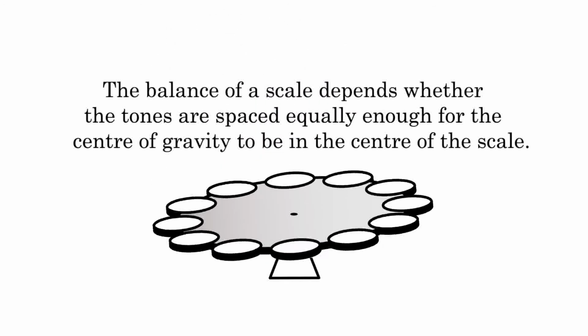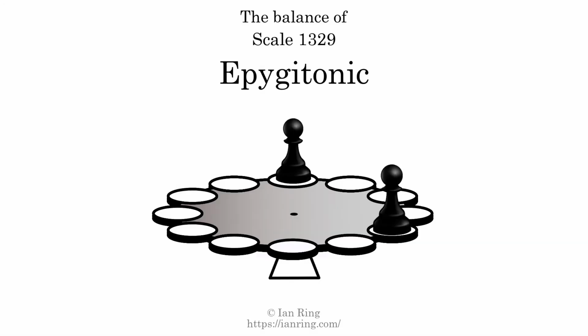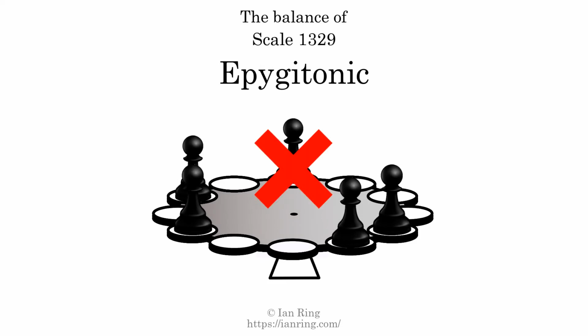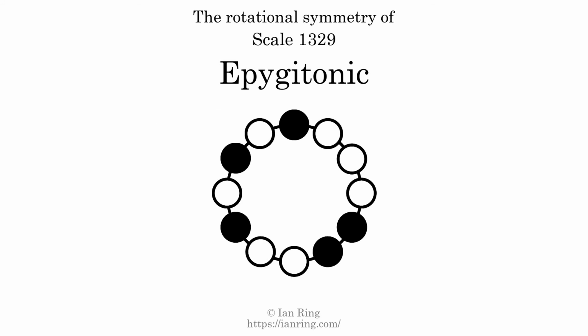The balance of a scale depends whether the tones are spaced equally enough for the center of gravity to be in the center of the scale. This scale is not balanced. The inverse of a scale is a mirror image. It is what you get when the sequence of intervals is reversed. The inverse of this scale is scale 405, also known as Raga-Bupeshwari. This scale is chiral. It cannot transform into its inverse by rotational transformation. This scale has no rotational symmetry.